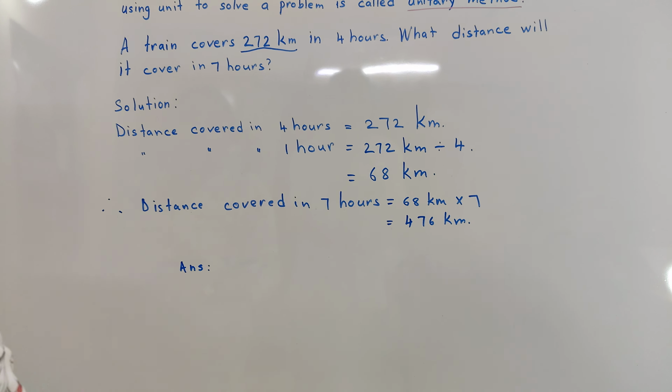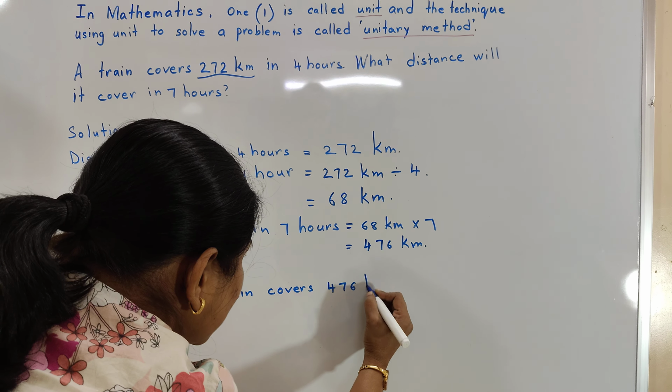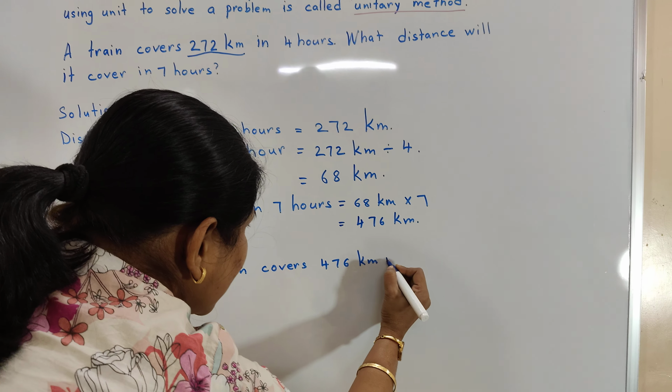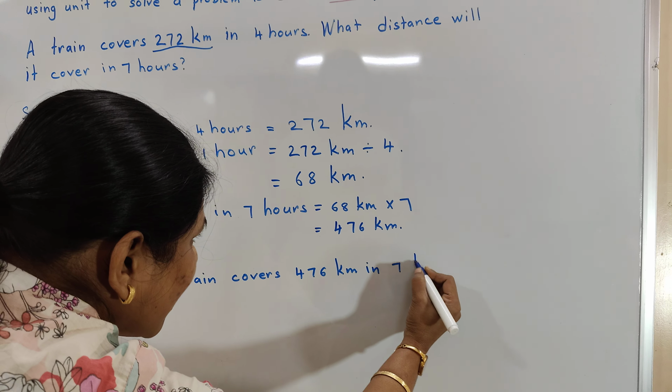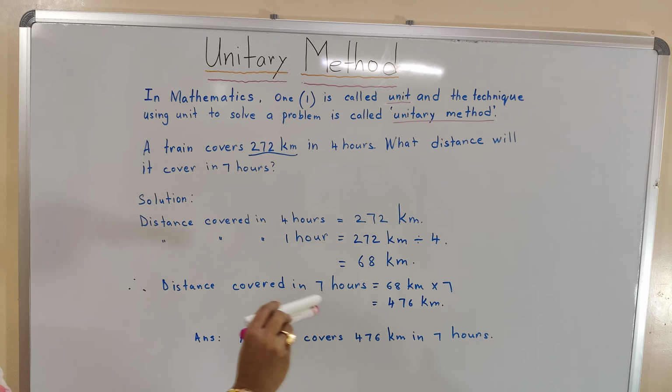Now we will write the answer. Answer is equal to a train covers 476 kilometers in 7 hours. This is how we use the unitary method to solve the problem.